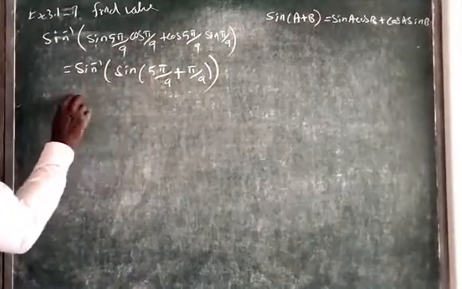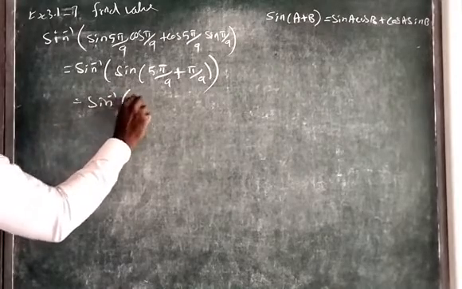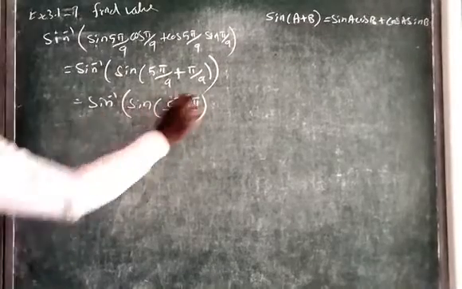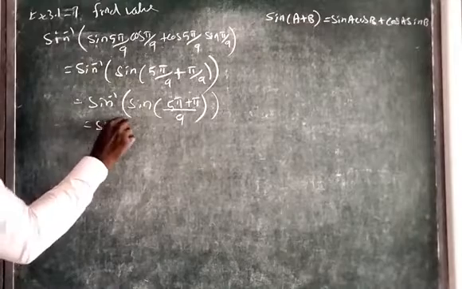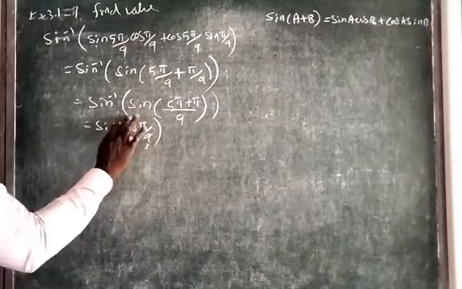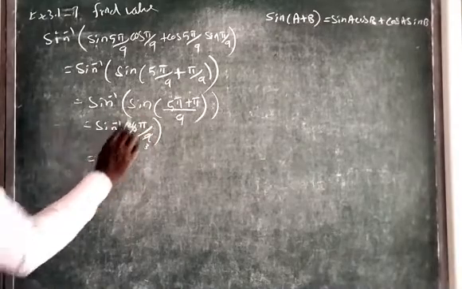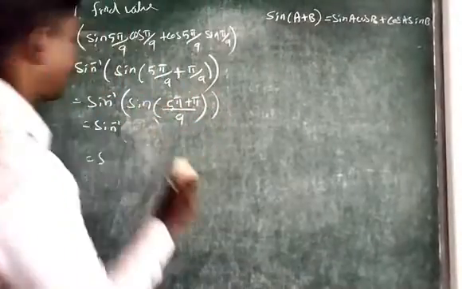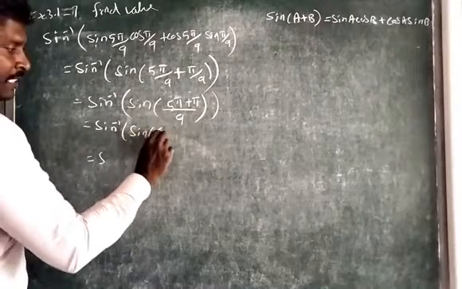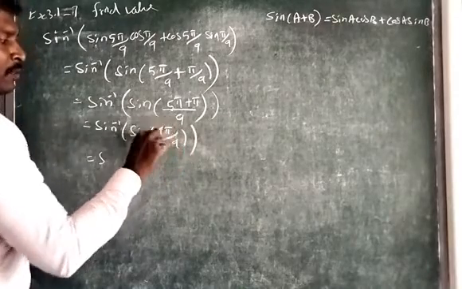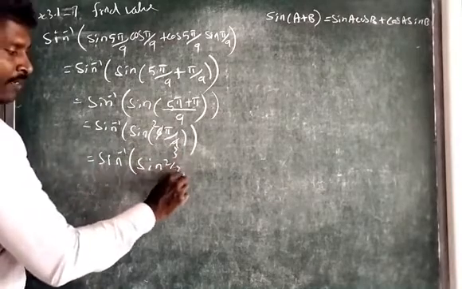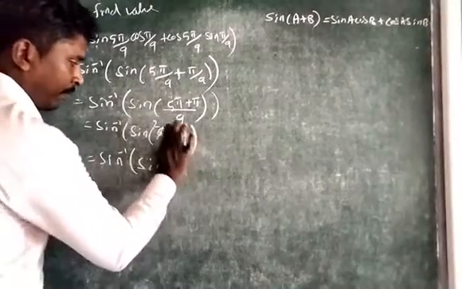Now the denominators are the same, so just add the numerators alone. Then 6 pi will come. So sine inverse of 6 pi by 9. Two 3s are 6, three 3s are 9. Then finally, write the sine term also: sine inverse of sine of 6 pi by 9. Two 3s are 6, three 3s are 9. Then we write sine inverse of sine 2 pi by 3.